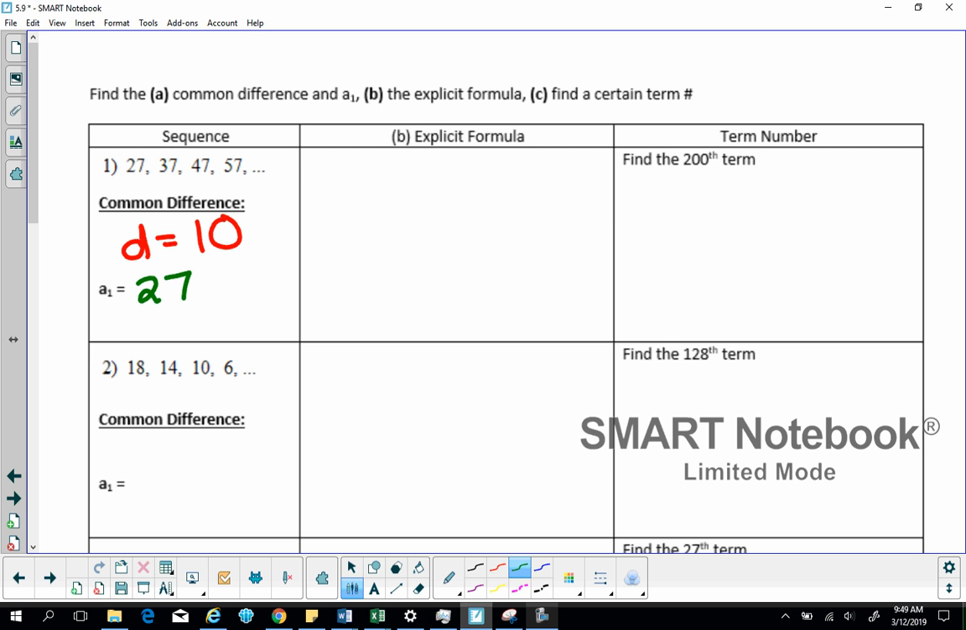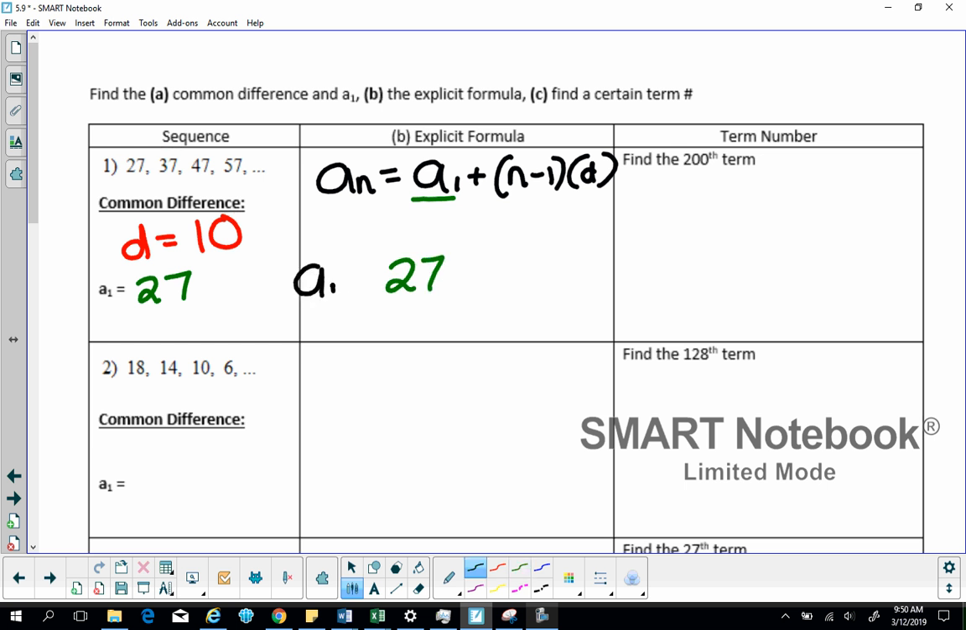Then I'm writing the explicit formula. So I know the explicit formula is the one we just went over. You don't need to write the whole formula down. This is the formula. So I need to figure out, okay, what is my A1? What did we say our first term was? 27. So I'm going to put 27 right here. And what was my D? 10. So that's your equation. That's your explicit formula. All I did was plug in my A1 and my D.